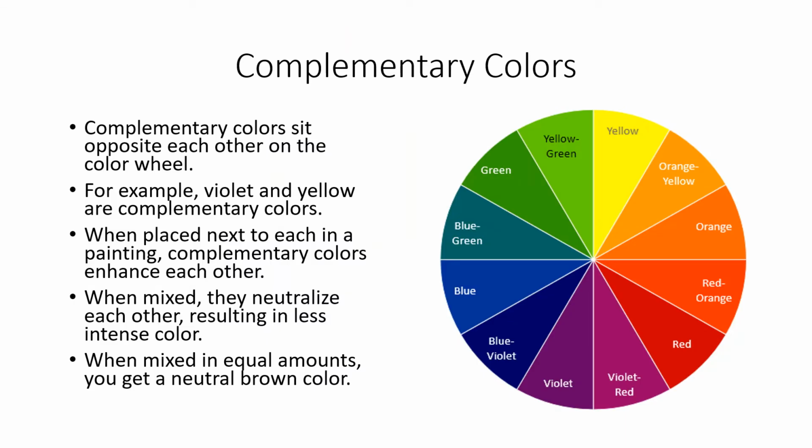Complementary colors. Complementary colors sit opposite each other on the color wheel. For example, violet and yellow are complementary colors. When placed next to each other in a painting, complementary colors enhance each other. When mixed, they neutralize each other, resulting in less intense color. When mixed in equal amounts, you get a neutral brown color.